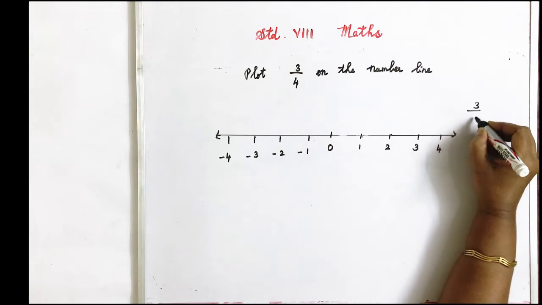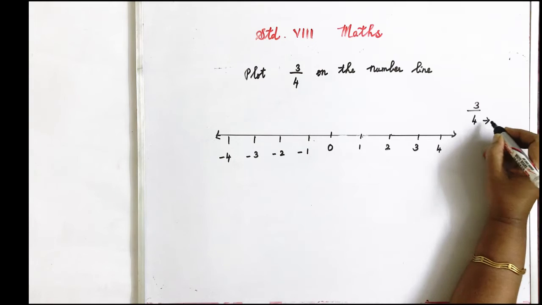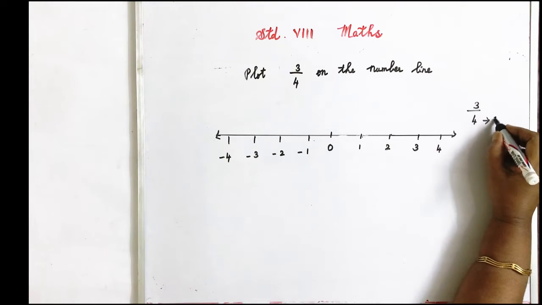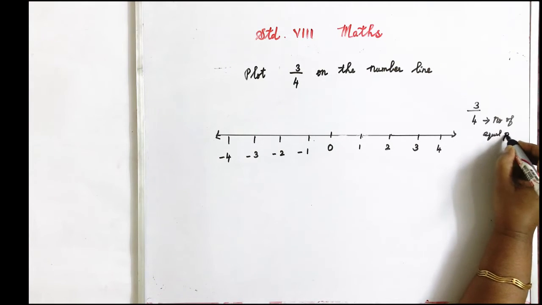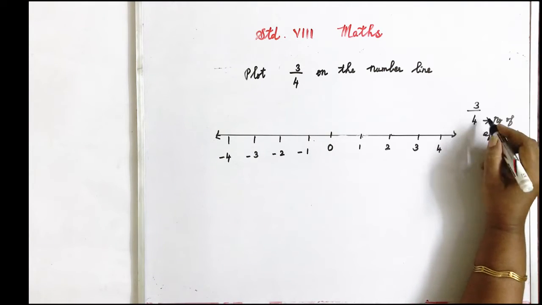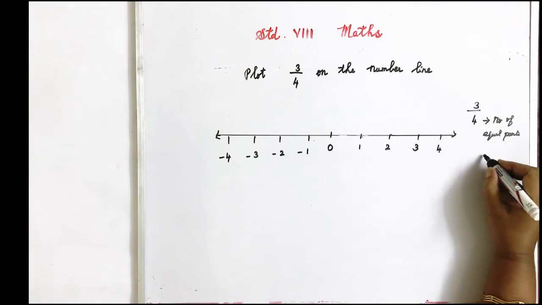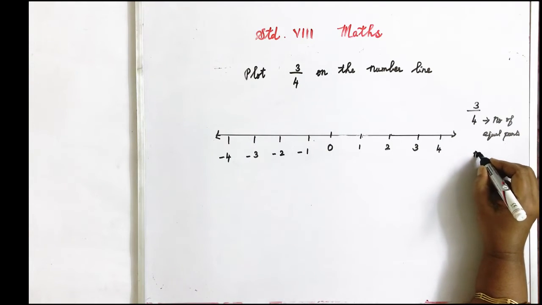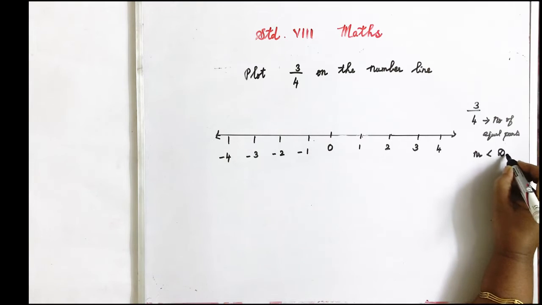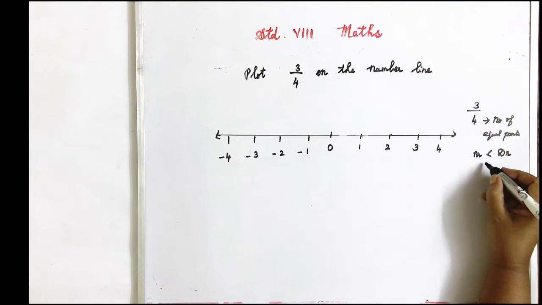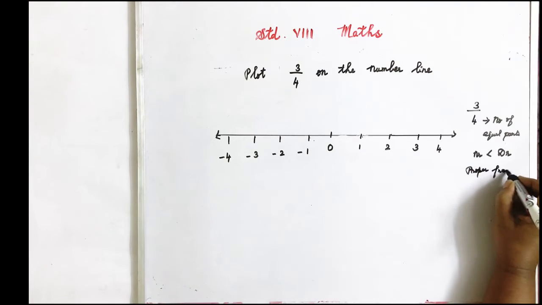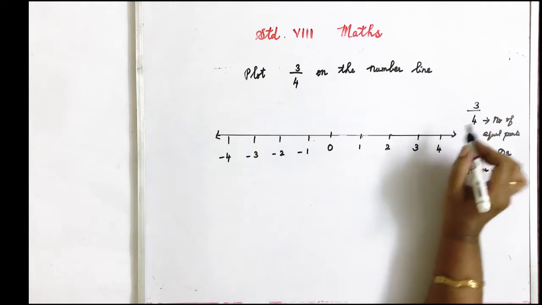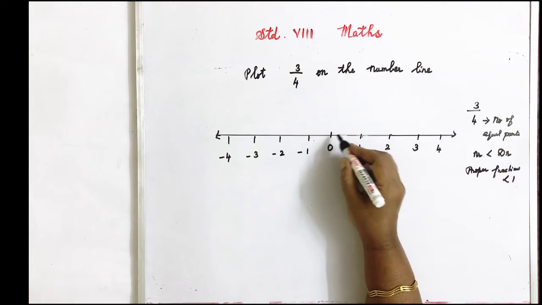In 3 by 4, the denominator tells us the number of equal parts. Also, this is a proper fraction. Why is it a proper fraction? The numerator is less than the denominator. All the proper fractions are less than 1. So the 3 by 4 will be lying in between 0 and 1.